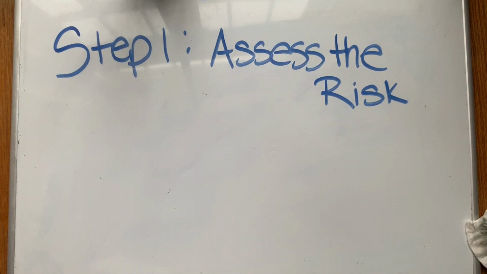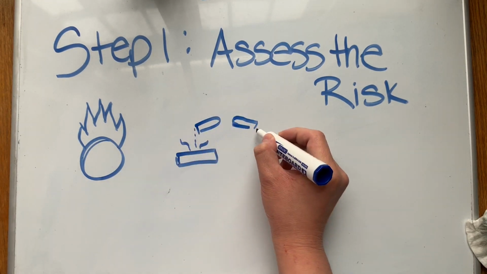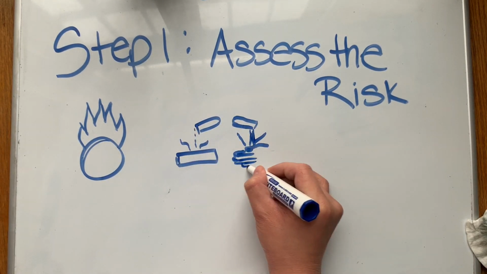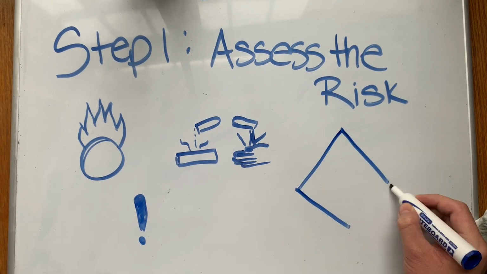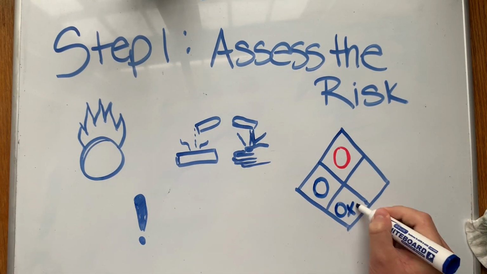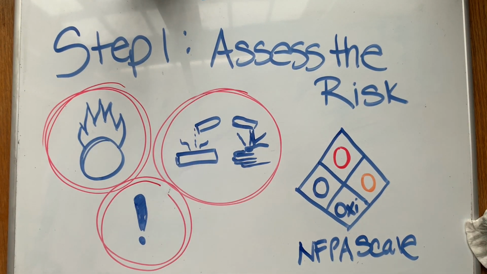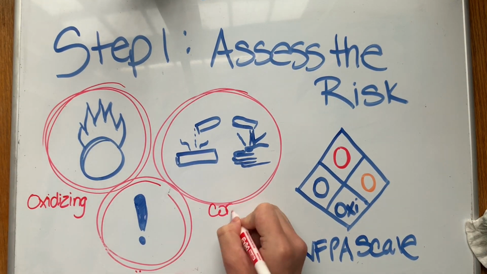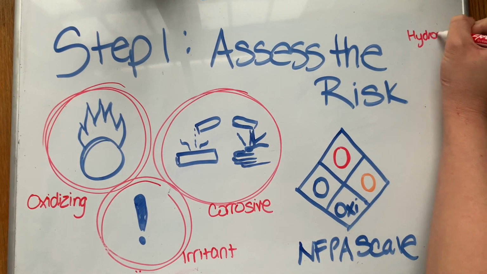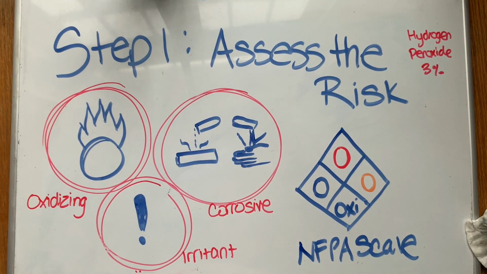So step 1 is assess the risk. As you can see, the labels that I've drawn demonstrate that hydrogen peroxide is an oxidizer, a corrosive, and an irritant. And the NFPA 704 label for hydrogen peroxide 3% is health hazard 0, flammability 0, reactivity 0, and its special hazard is an oxidizer.